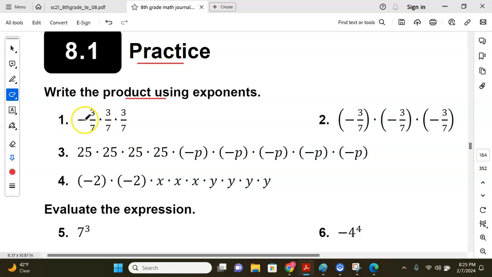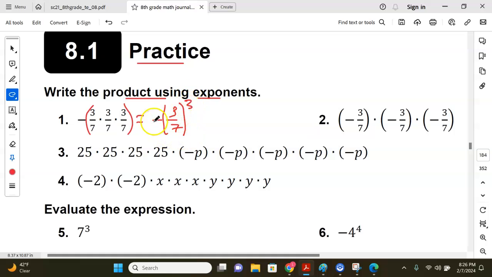Okay, you have number 1, negative 3 over 7 times 3 over 7 times 3 over 7. So I know that when I come to multiply, I can apply the associative property. I can rearrange them. So from here, I can see 3 over 7 times 3 over 7 times 3 over 7. So the factor 3 over 7 shows up 3 times. My answer is going to be negative 3 over 7 to the third power.